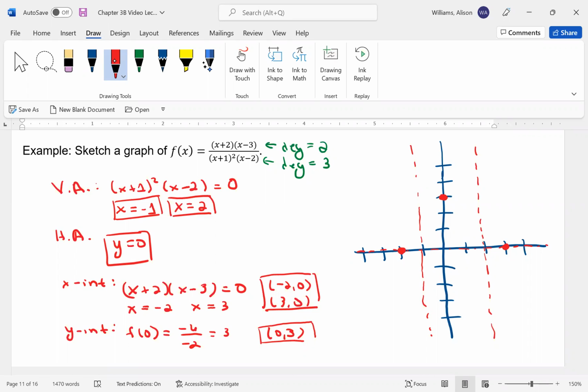All right, so let me plug in 4 really quick. I want to see what's happening when x equals 4. So if I plug in x equals 4, I'm going to do this in blue.